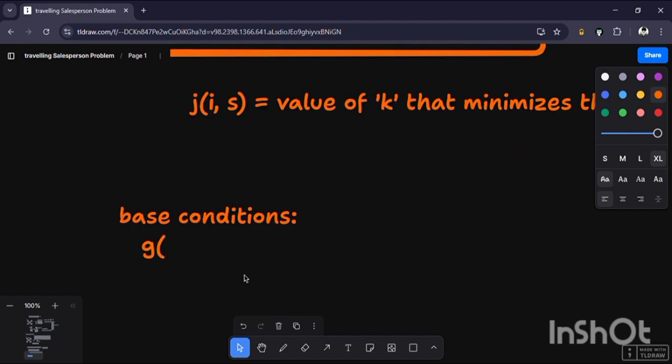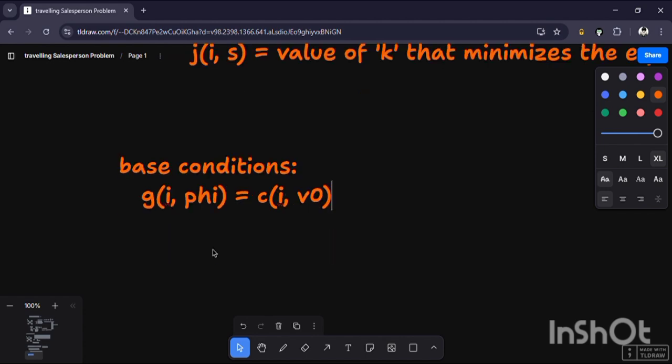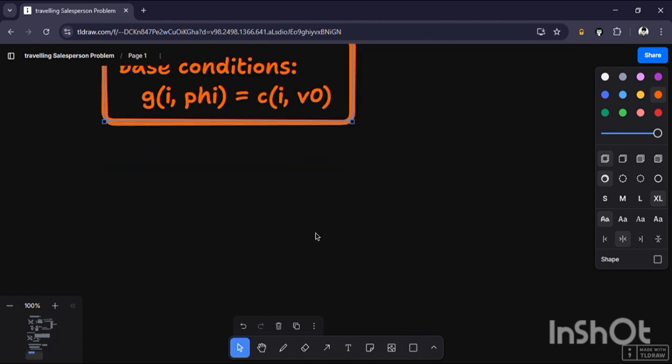The base condition can be represented as G of I, that is my current vertex, and phi. Phi means a null set, G of I comma phi. So what will be the value of G of I comma phi? The value of G of I comma phi will be cost of I, my current vertex, and I do not have any options, so I have to go to the source vertex, that is 1. So this will be my base condition, right? Let me box this.